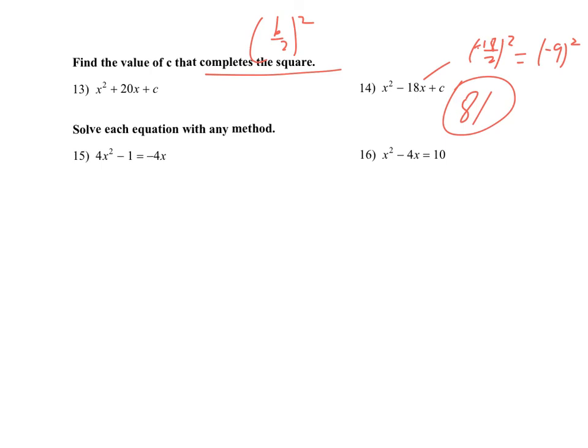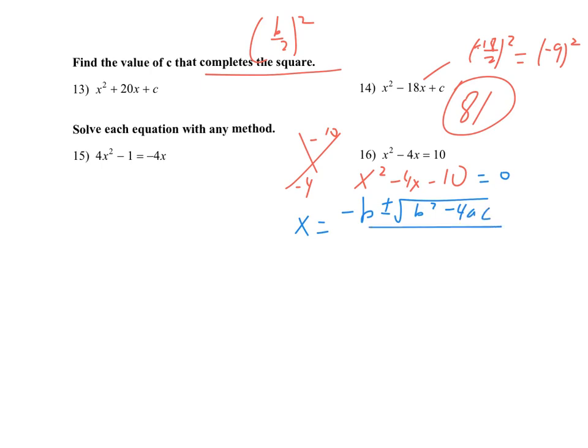Last one, solve with any method. So for this one, I'm going to just get one side to 0, and I'm going to go ahead and try to factor this, multiplying to negative 10 and adding to negative 4. However, that doesn't work, and so I'm going to go to the quadratic formula. Since this is equal to 0, I'm going to use the quadratic formula instead. Negative b plus or minus the square root of b squared minus 4ac all over 2a. So actually, negative b is going to be positive 4 since b is negative 4.